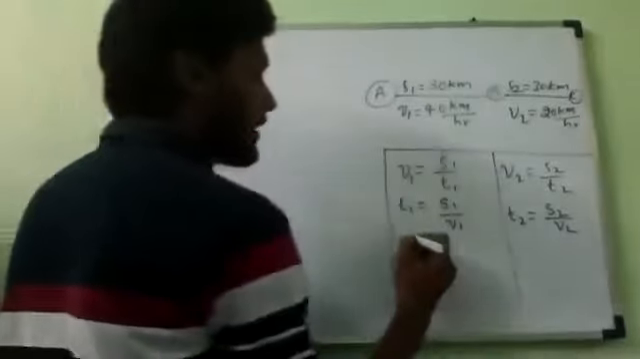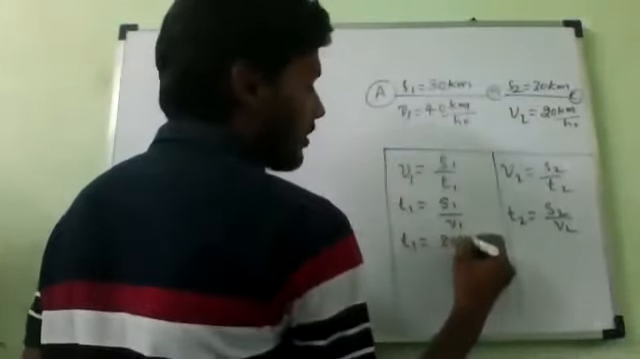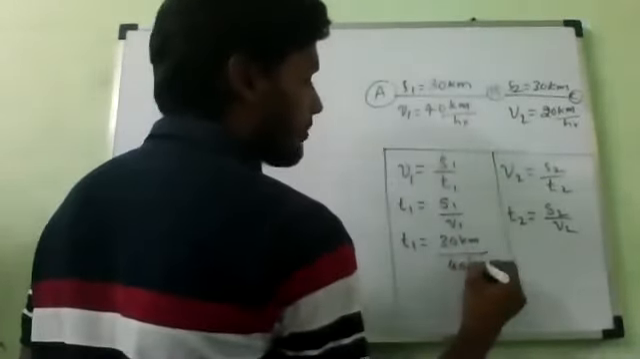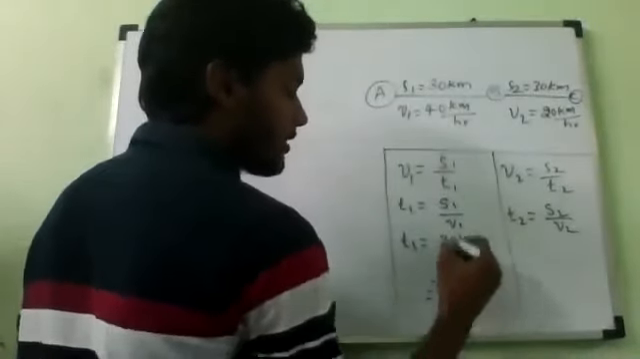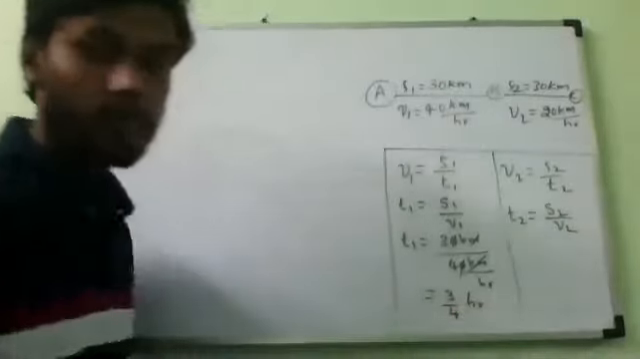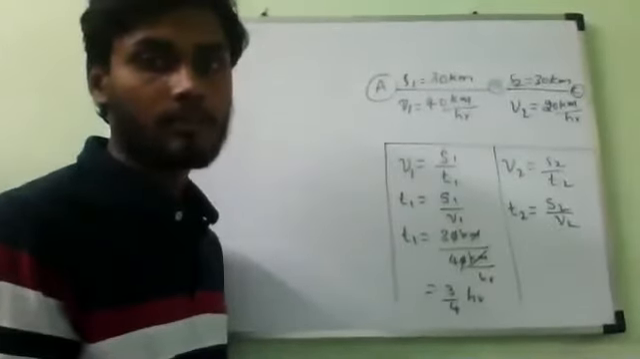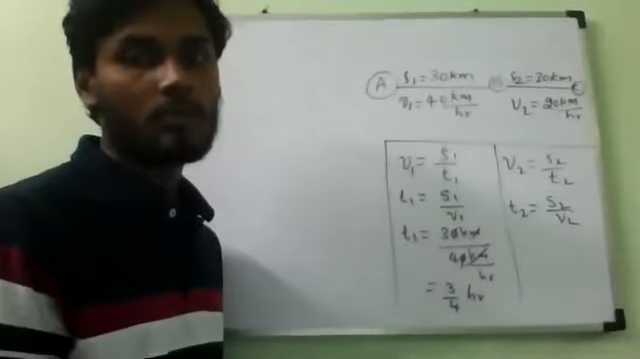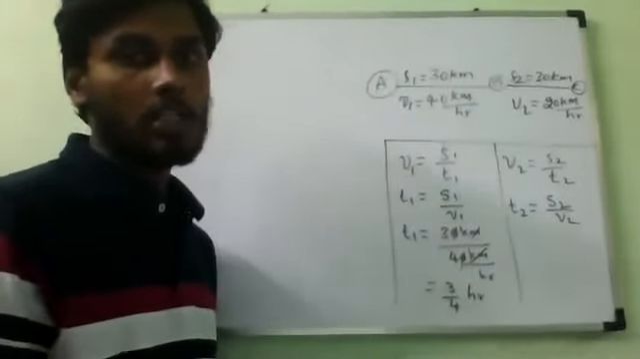So now substitute the values. T1 equals distance, how much? 30 kilometers divided by speed, 40 kilometers per hour. So kilometer will get cancelled, 0 will get cancelled, 3 by 4 hours. Is it right or wrong? Yes, sir. So that is the first thing.